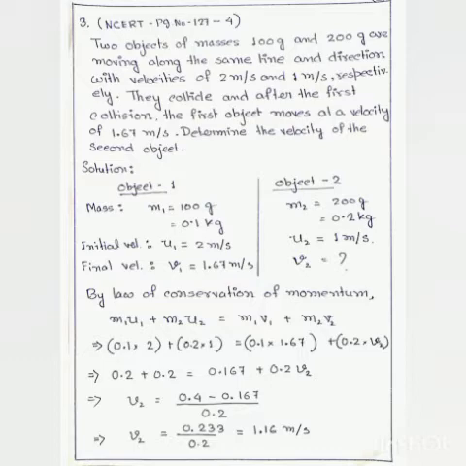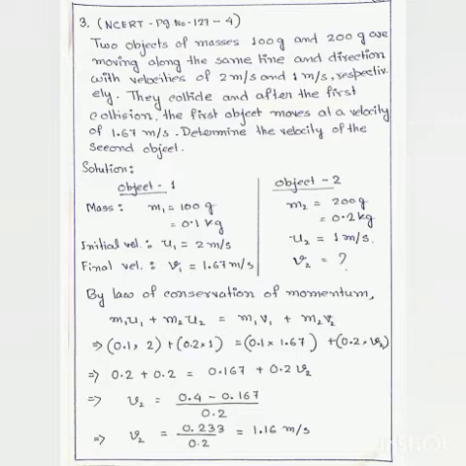Now this situation is the same as we have discussed for the conservation of momentum. Just recall the diagram. Two particles with different masses are moving along the same direction with different velocities. After a certain time they collide with each other, and again they start to move with different velocities. The same situation. Now let us discuss the solution. Here for object 1, mass m1 is equal to 100 gram or 0.1 kg.